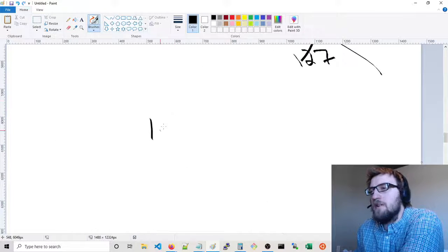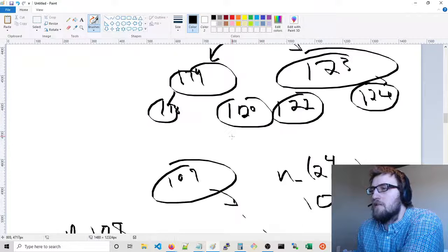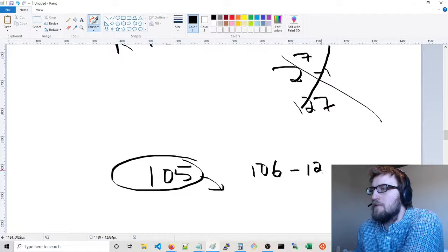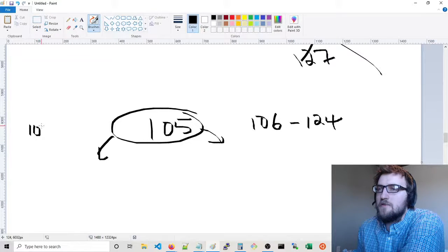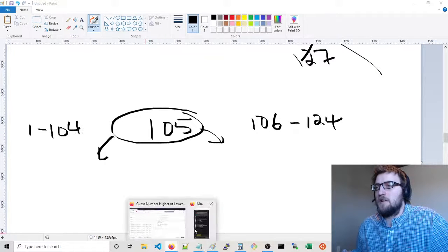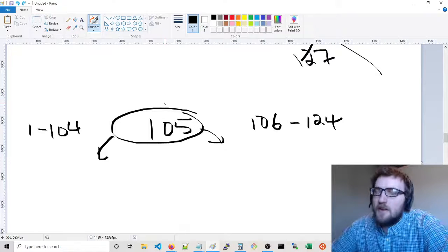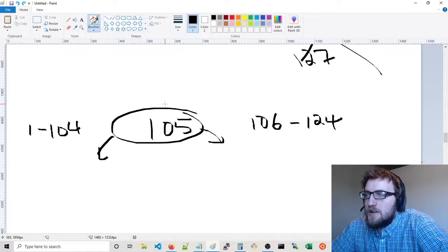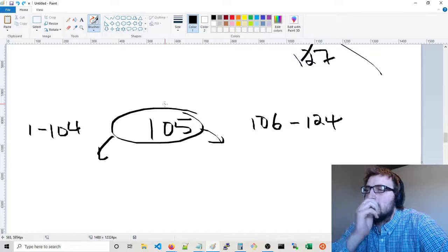Somehow we pick 105, and the right side is 106 to 124, and the left side is 1 to 104. See, that is very different from what we were doing before, and I couldn't really tell you why that is. I really don't know why this is.